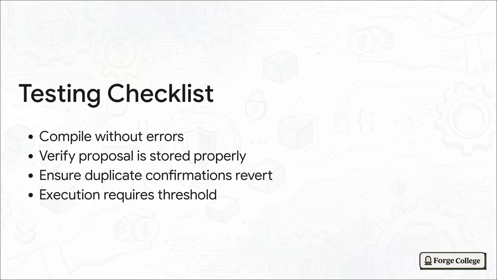But remember, code is only as good as its logic, so you absolutely must run these specific tests to verify the state transitions. Does it compile cleanly? Is the proposal stored properly? Do duplicate confirmations actually revert? And does execution strictly require that threshold to be met?